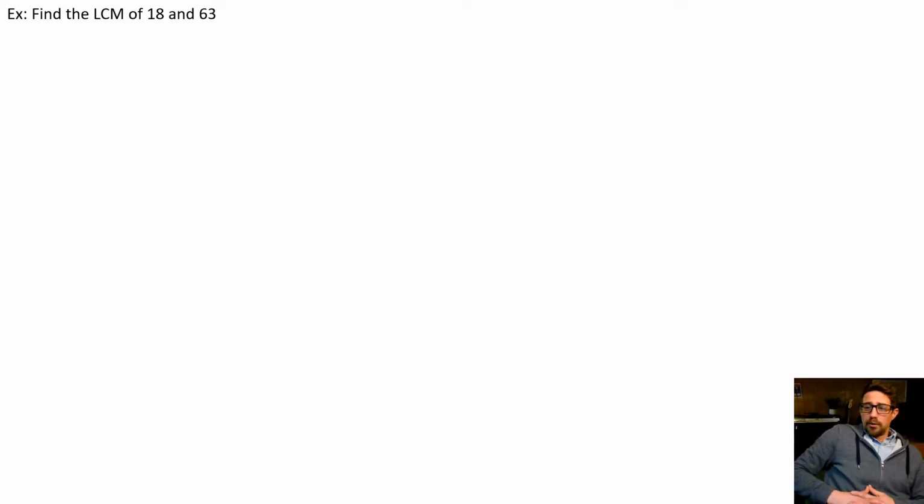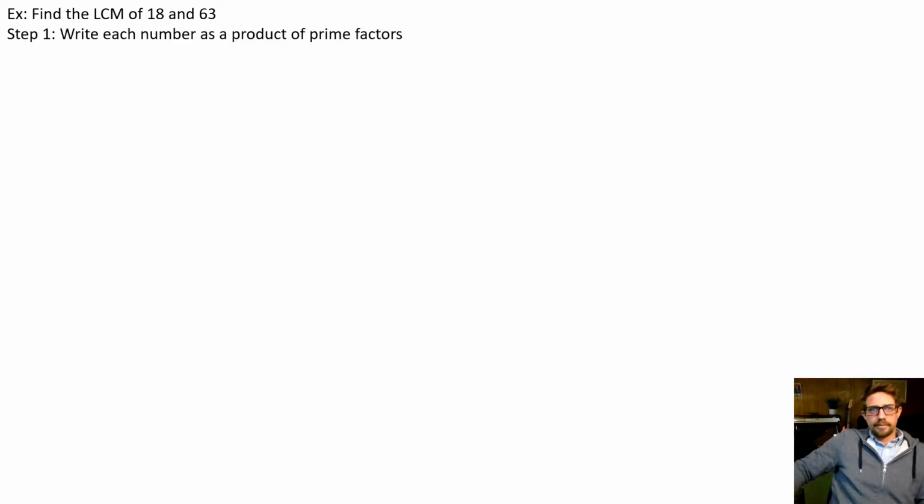All right, here it is. We're going to find the least common multiple of 18 and 63, right? You don't want to just go listing out all the multiples of 63 because they're big. And you still have to check if they were multiples of 18 too. It's a 3-step process. Step 1 is to take both of those numbers and write them as a product of prime factors.